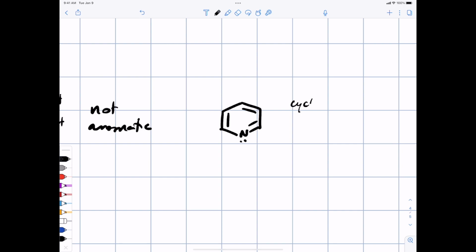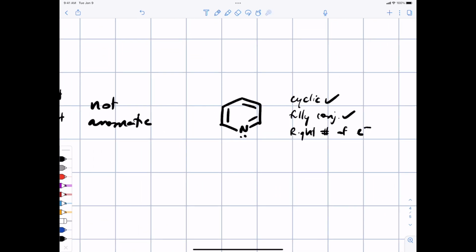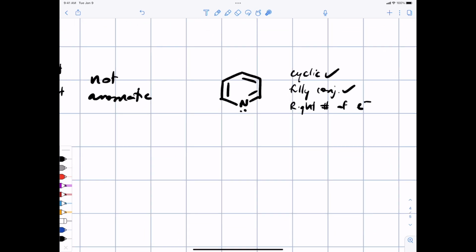Yes, this molecule is cyclic. Yes, it is fully conjugated. Then, does it have the right number of pi electrons? Now, some of you were counting 2, 4, 6, 8. Others were counting 6. Those of you who are counting 6 are correct. How do you know not to count the lone pair? Go ahead. The lone pair cannot go into the ring?